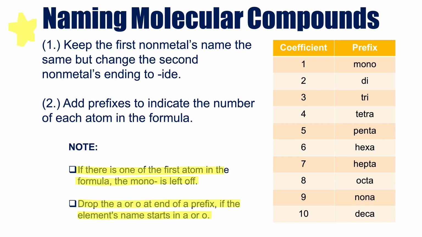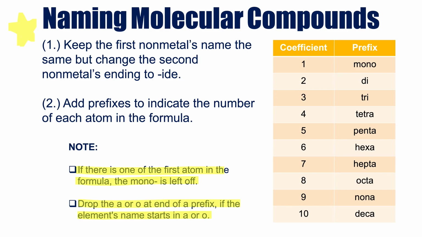So to name a simple binary molecular compound that just has two nonmetals in it, you're going to follow the following rules. Keep the first nonmetal's name the same, but you change the second nonmetal's ending to "ide." Then you go back and add prefixes to indicate the number of each atom present. The prefixes are all listed on the back of your periodic table, so it's not something that you need to have memorized. You just need to know to flip to the back of the periodic table.